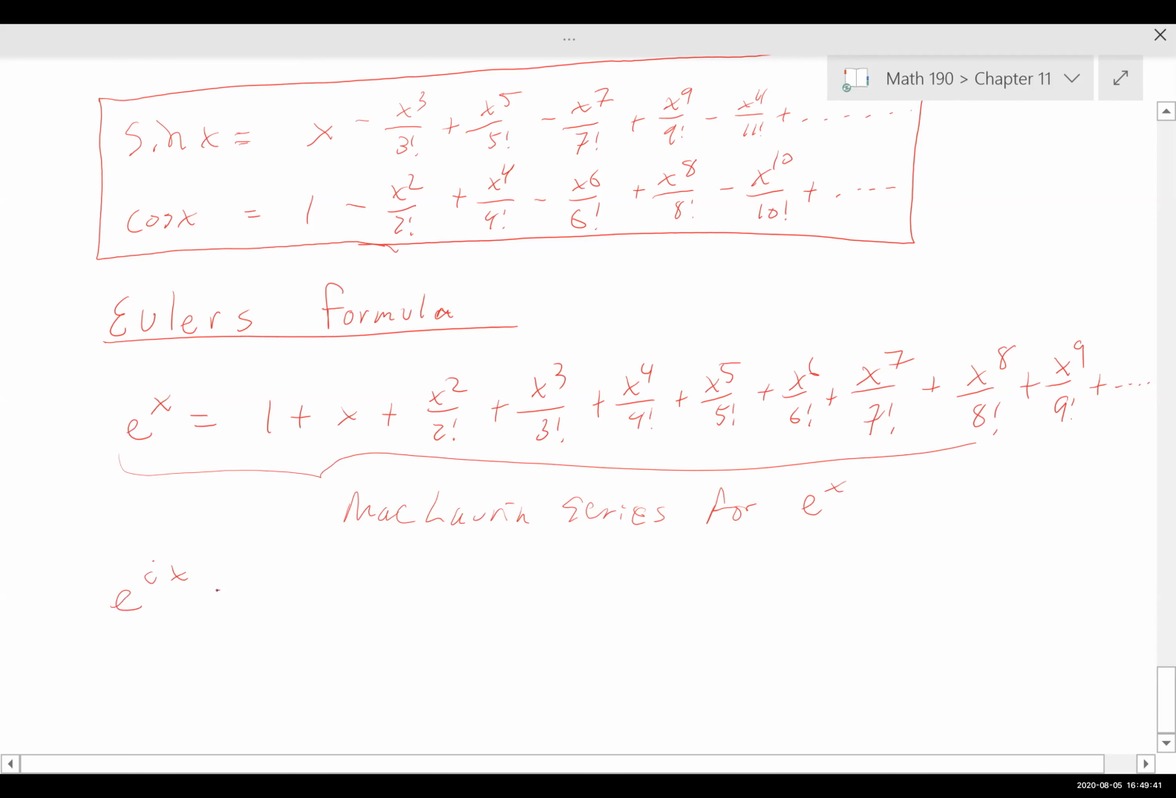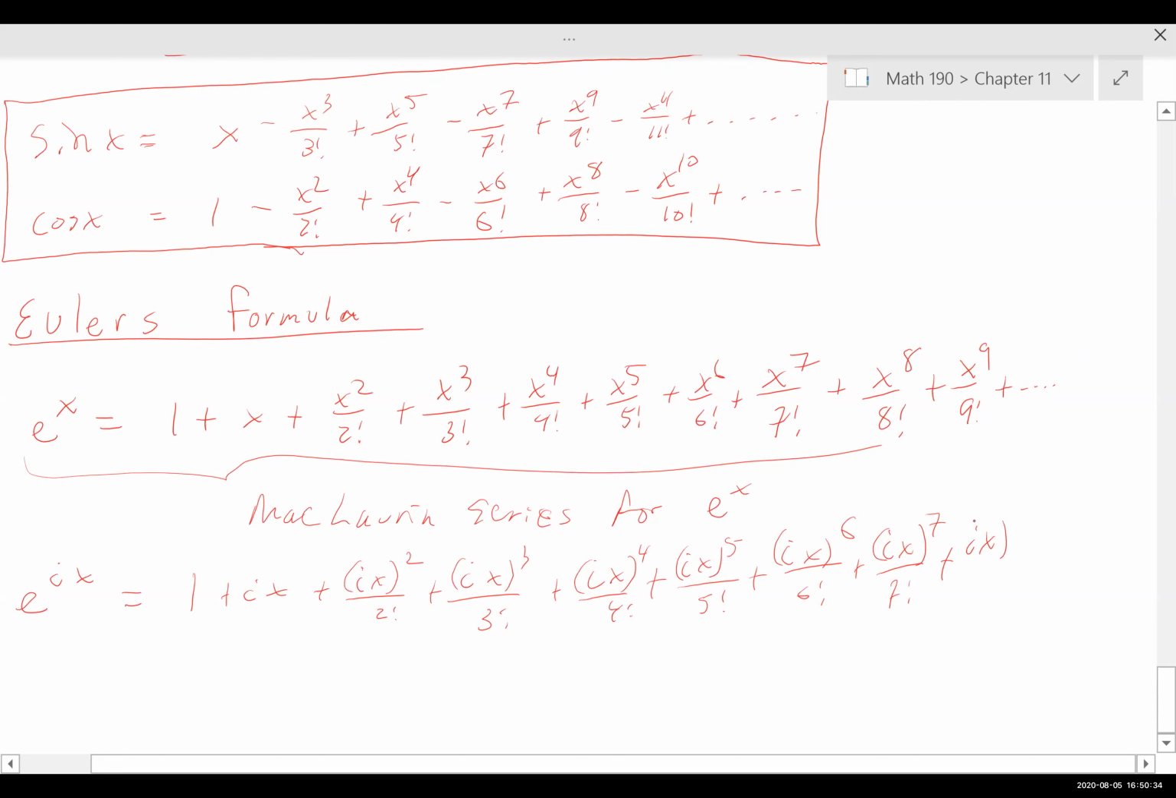So now what I'm going to do is ask, what happens if I do e to the ix, with the imaginary number i here? Well, this becomes 1 plus ix plus ix squared over 2 factorial plus ix cubed over 3 factorial plus ix to the 4th over 4 factorial plus ix to the 5th over 5 factorial plus ix to the 6th over 6 factorial plus ix to the 7th over 7 factorial plus ix to the 8th over 8 factorial plus ix to the 9th over 9 factorial plus dot, dot, dot. So far so good?